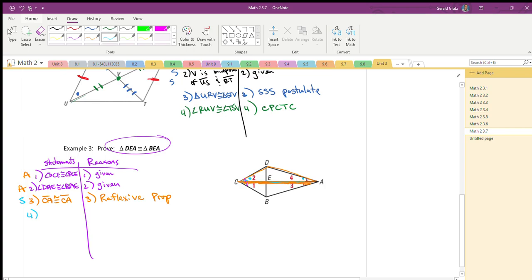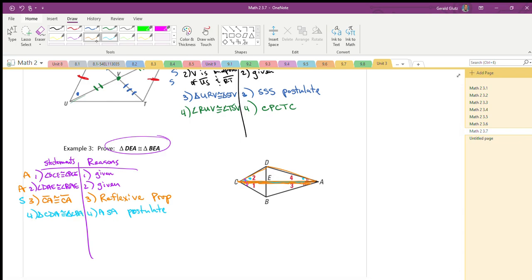So what order do they go in? Well, this side right here is touching both of the angles. It's in between the 2 angles. So the side should be in between the 2 angles. So that's a postulate. So the ASA postulate. And that tells me that triangle CDA is congruent to triangle CBA.